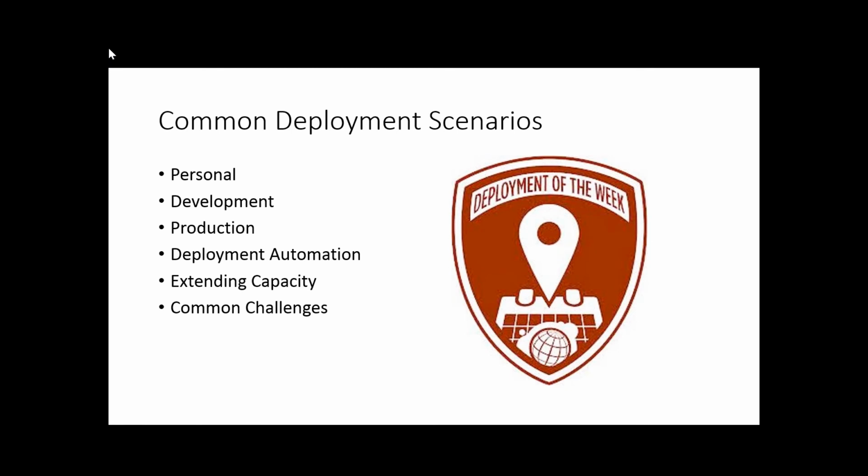So, common deployment scenarios: you might have a personal deployment just on your laptop, a development deployment, production. Then we'll have deployment automation, which is the one we're going to focus on primarily today. Then extending capacity. Like we talked about before, I've got 16 nodes, I just figured out I really need 24. How do I go about doing that? And then I'll mention some common challenges and some little things that we ran into as we were building these things out, to try to save you some time as you're going through this and maybe banging your head against the wall for the first time.